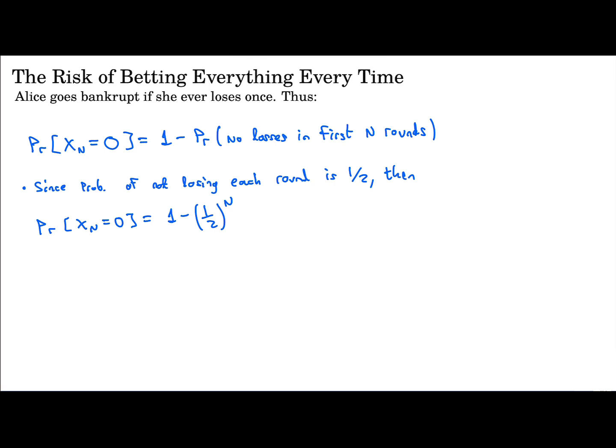And so what happens when you take the limit here? If she plays too many times, the limit as n goes to infinity of this expression: half to the power of n goes to 0, so this will just be 1. What this means is that if Alice keeps betting her entire bankroll every round, she'll eventually go bankrupt with probability 1. And this is the key lesson here.